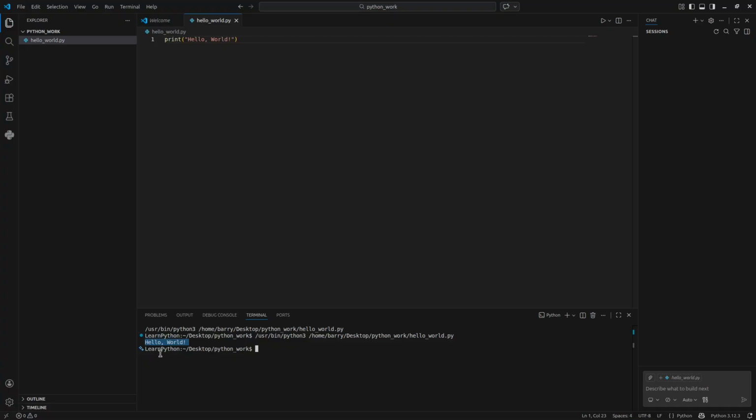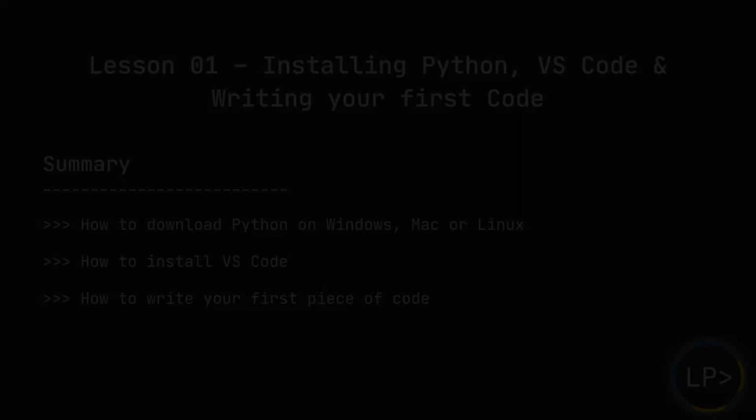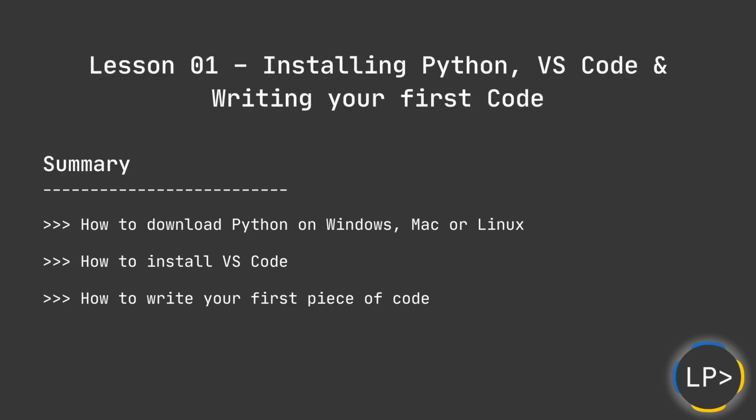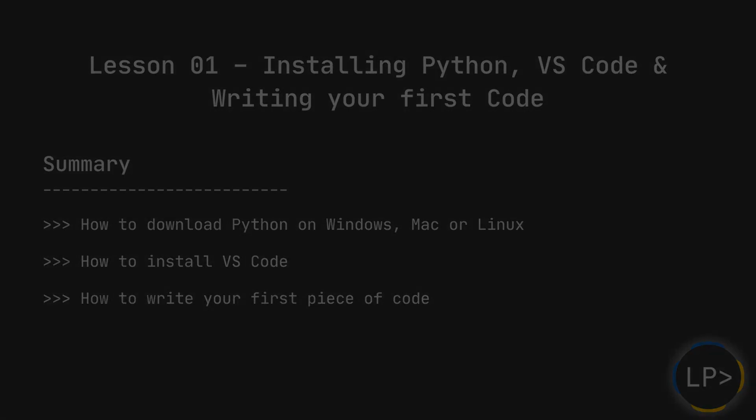For lesson 1, this is as much detail as I'm going to give you. It's quite a lot to absorb for a beginner. To summarize what we've learned, we have simply downloaded Python on your operating system. You have downloaded the editor, installed VS Code, and learned how to write your first piece of code.